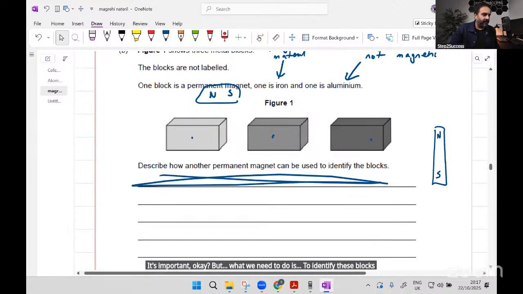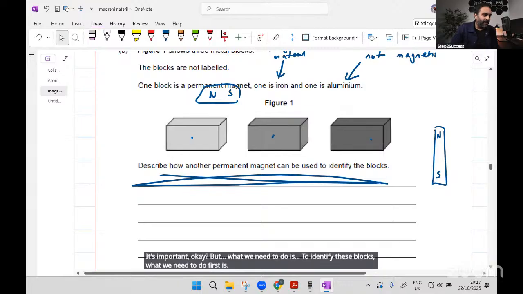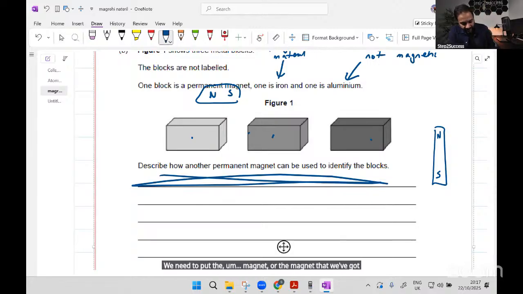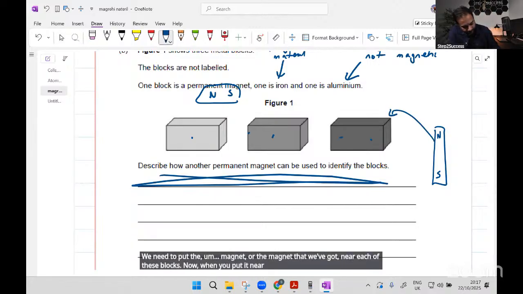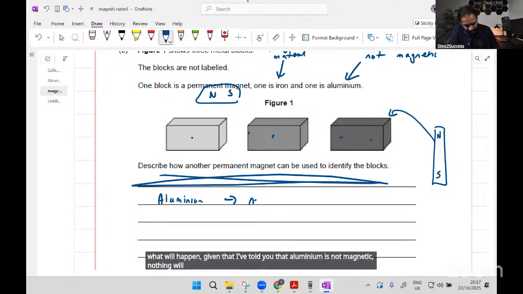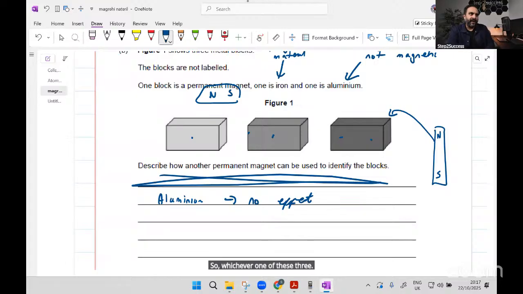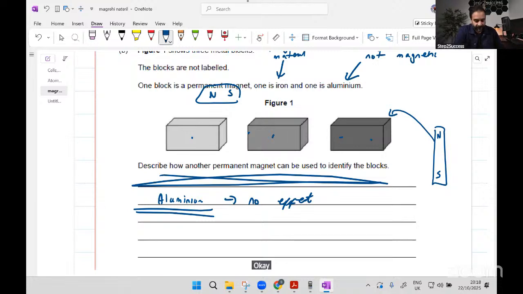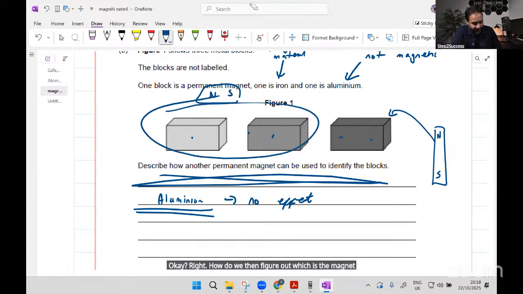What we need to do first is put the magnet that we've got near each of these blocks. Now, when you put it near aluminium, what will happen? Given that I've told you that aluminium is not magnetic, nothing will happen, no effect. So whichever one of these three has no effect is aluminium. If there's no attraction, nothing, it has to be aluminium.